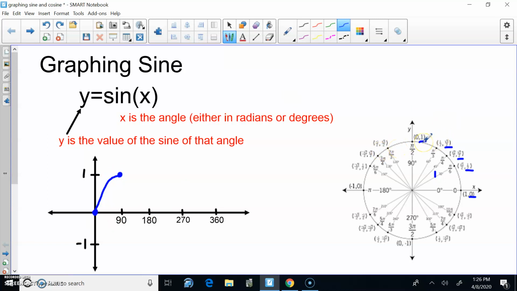So we hit 1 at 90 degrees, and then we start to go back down. We hit all those same key values, square root of 3 over 2, square root of 2 over 2, 1 over 2, and then eventually back down to 0.